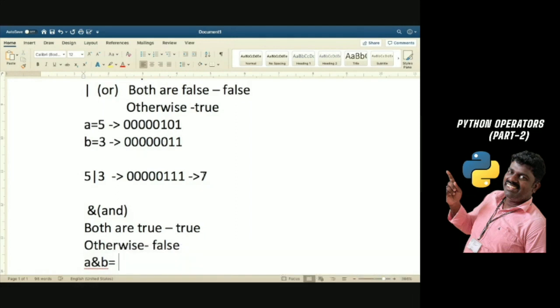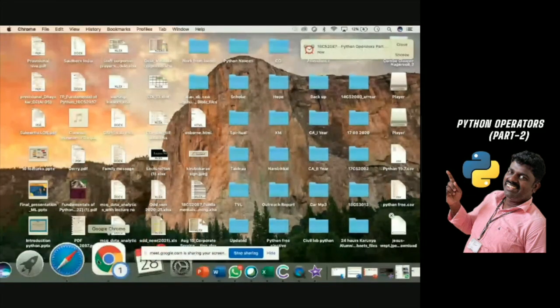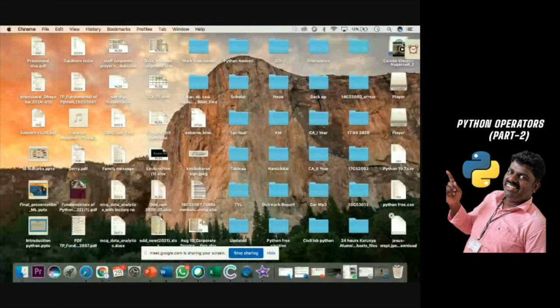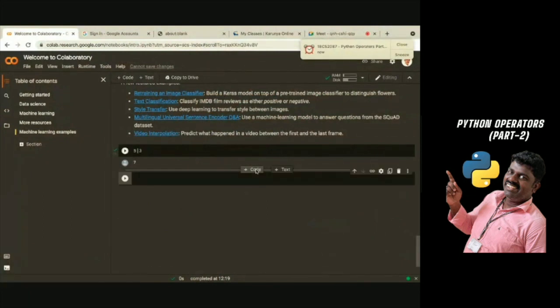So completely you will get the answer as 0, 0, 0, 7 times 0, and finally this alone is 1. Got my point? So what is the answer? That is 1, right? The corresponding decimal value of this binary value is 1. So let us check whether we are getting the answer or not. So 5.